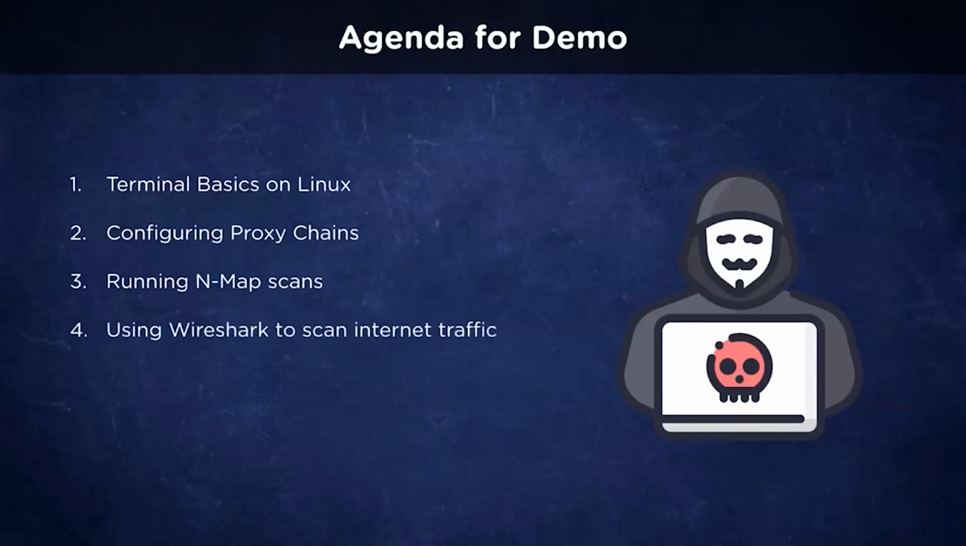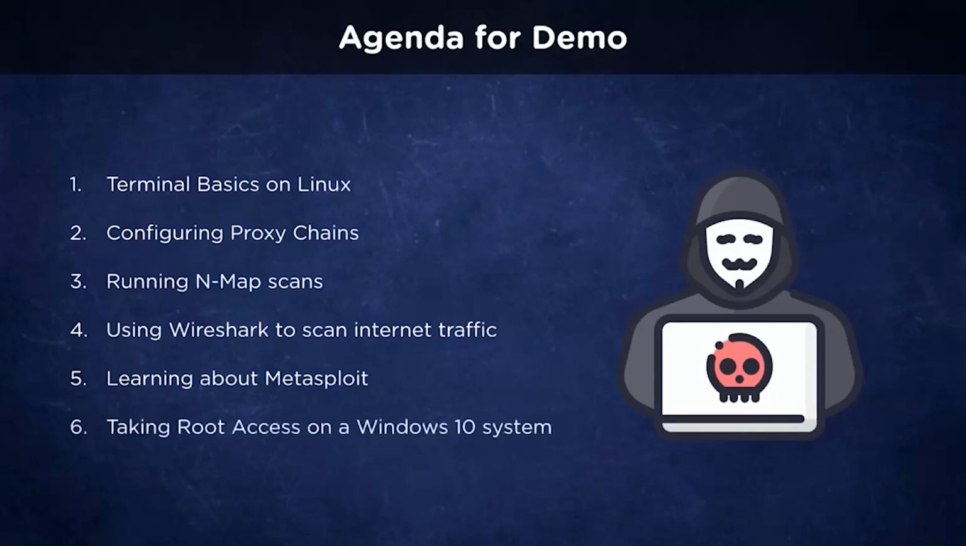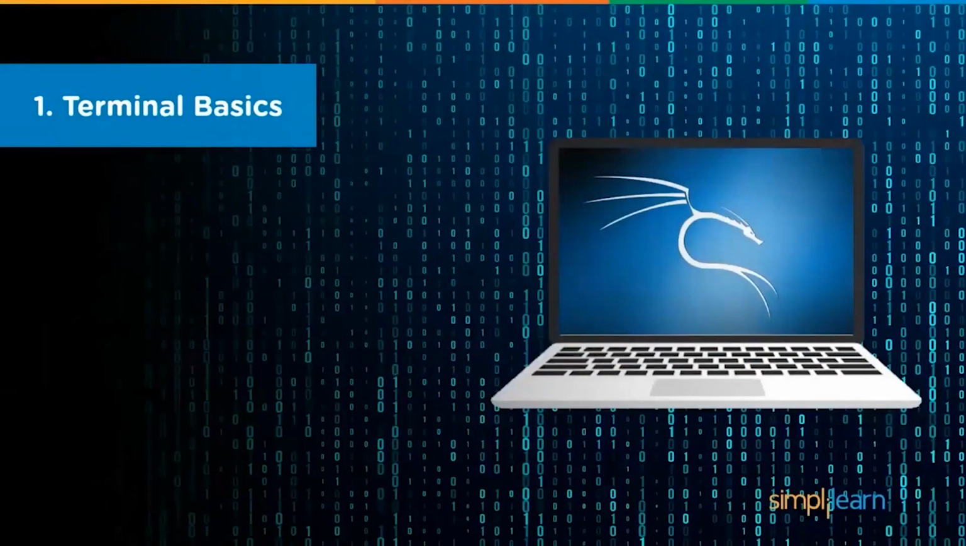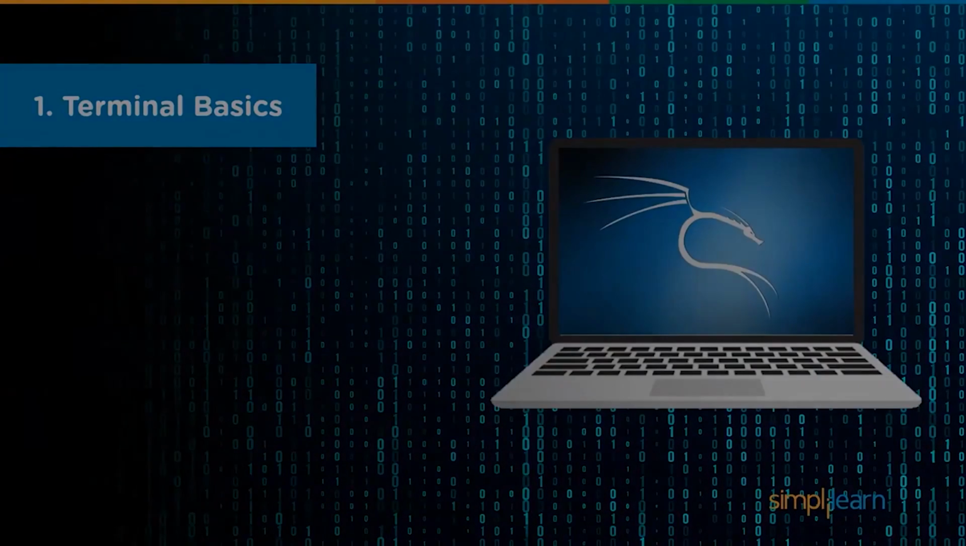Moving on, we use Wireshark to monitor internet traffic and understand the importance of encryption and security when browsing the World Wide Web. Next, we learn about Metasploit and its various applications in the line of vulnerability assessment of a device. And finally, we use Metasploit to take root access of a fully updated Windows 10 computer system. Let's begin with some terminal basics on Kali Linux.